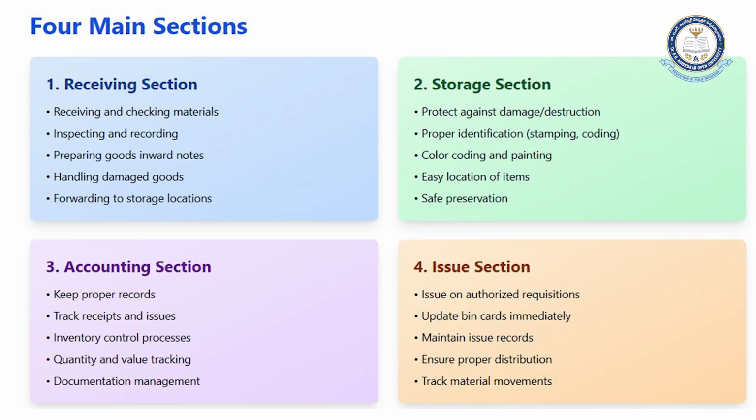And if you look at the issue section, in the issue they look at the issue of authorized requisitions, whatever comes from the factory place or the production place, and update bin cards immediately. This all comes under this issue section. It is nothing but the material issue. What we were discussing about FIFO, LIFO, weighted average, simple average, base methods, reorder quantity, minimum level, maximum level, this all comes under the issue section. In the issue section only we will look after the issue records, ensure proper distribution and track material movements.